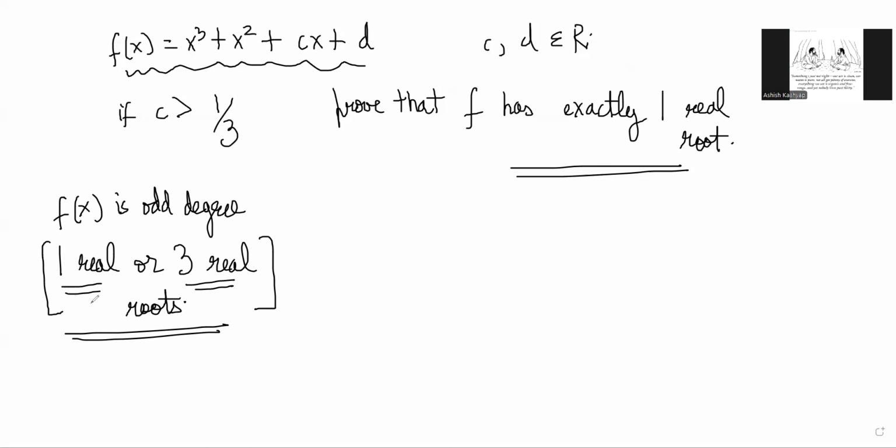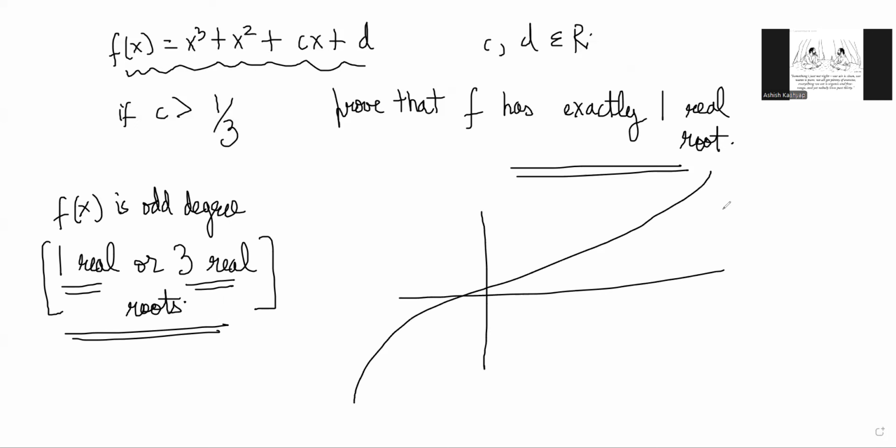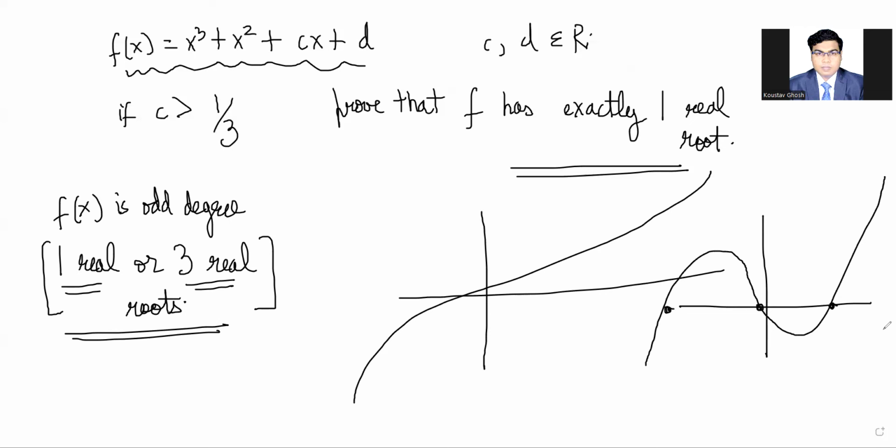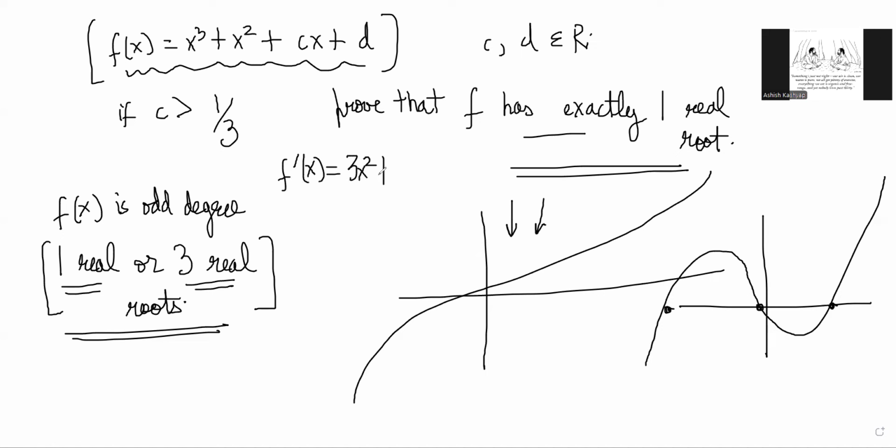Okay. So now, if you think about the nature of the function, one real root type of function would be always increasing or always decreasing, right? This is an example of one real root. If I had a function like this, this is an example of three real roots, right? So we have to prove that it has exactly one real root. That means it should come out to be either increasing or decreasing, this type of graph, right? So in order to check the nature of the function, you have to take derivative. Derivative is 3x squared plus 2x plus c. This is my derivative.